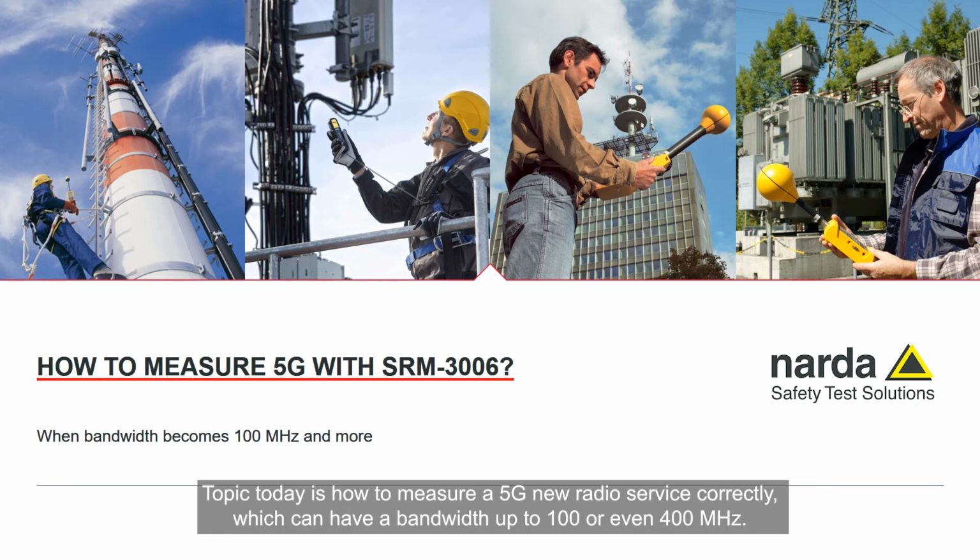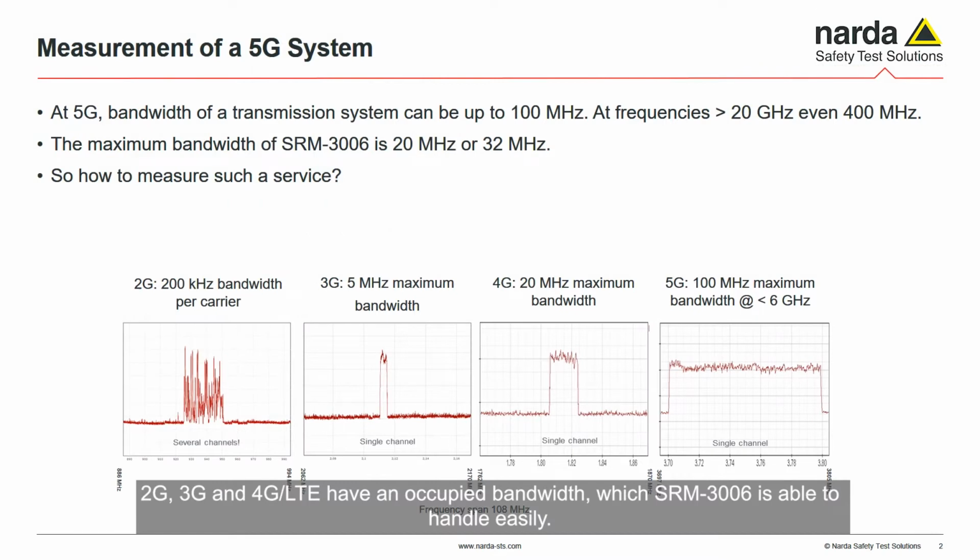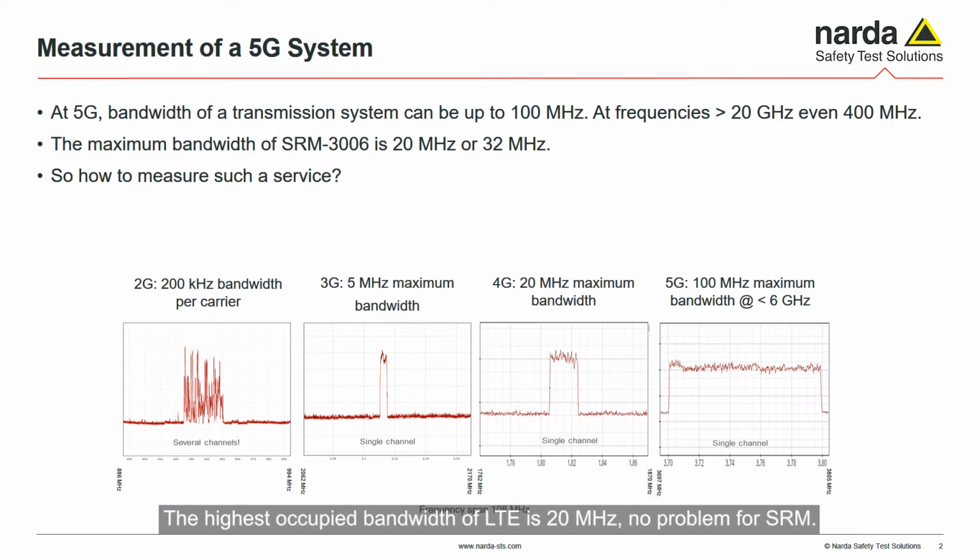Topic today is how to measure a 5G new radio service correctly, which can have a bandwidth up to 100 or even 400 MHz. 2G, 3G and 4G LTE have an occupied bandwidth which SRM 3006 is able to handle easily. The highest occupied bandwidth of LTE is 20 MHz, no problem for SRM. But with 5G a service shows up which can have bandwidth up to 400 MHz.